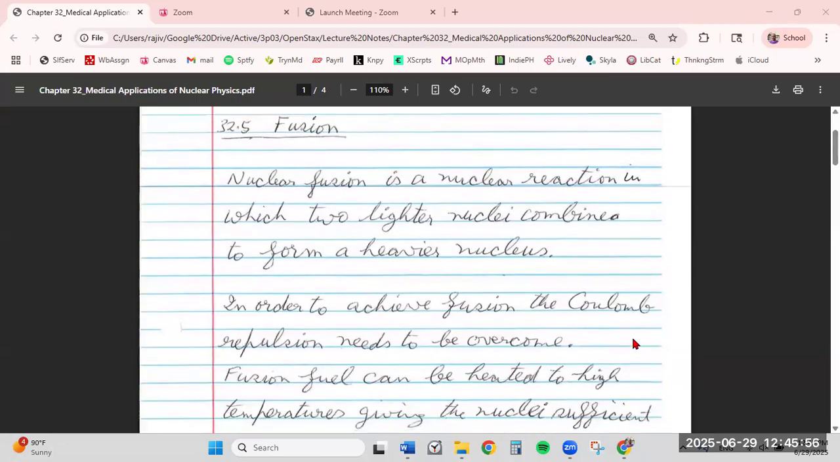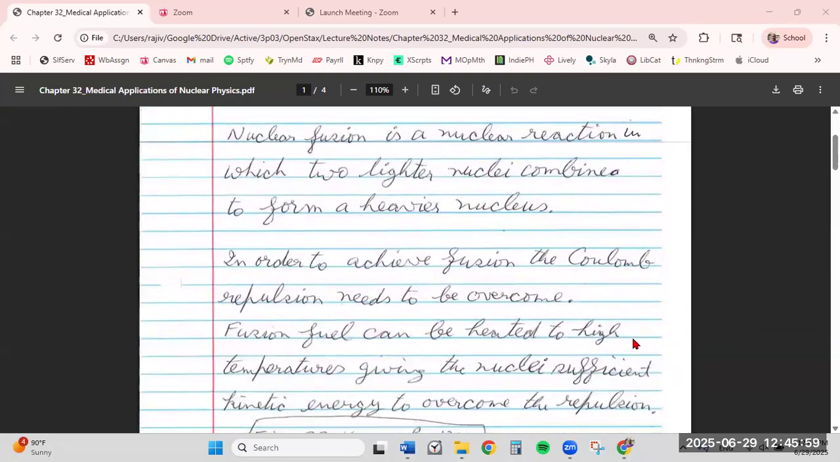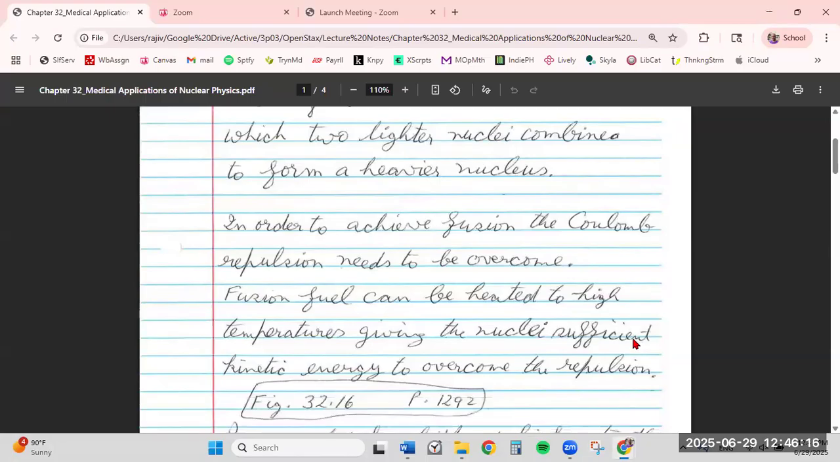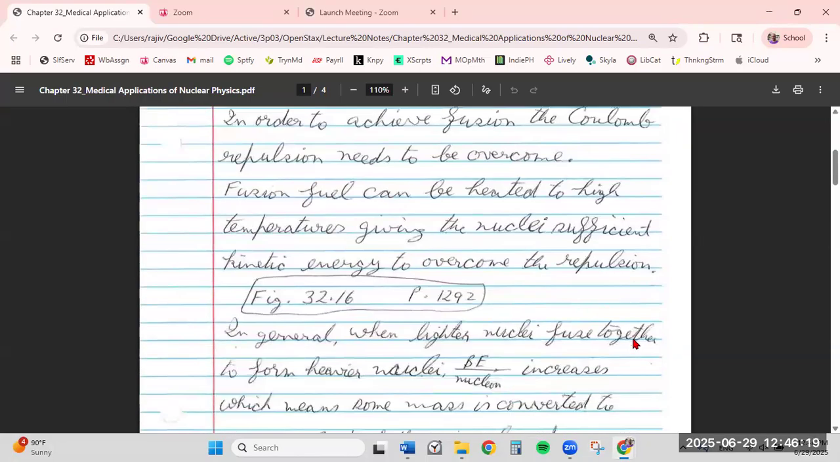Now, if you're trying to merge two nuclei, they will have to overcome the Coulomb force of repulsion between the protons of both the nuclei. So you have to provide energy from the outside in order for that to happen. Typically, fusion fuel can be heated to high temperatures, giving the nuclei sufficient kinetic energy to overcome the repulsion, and then they're able to merge, they're able to fuse.